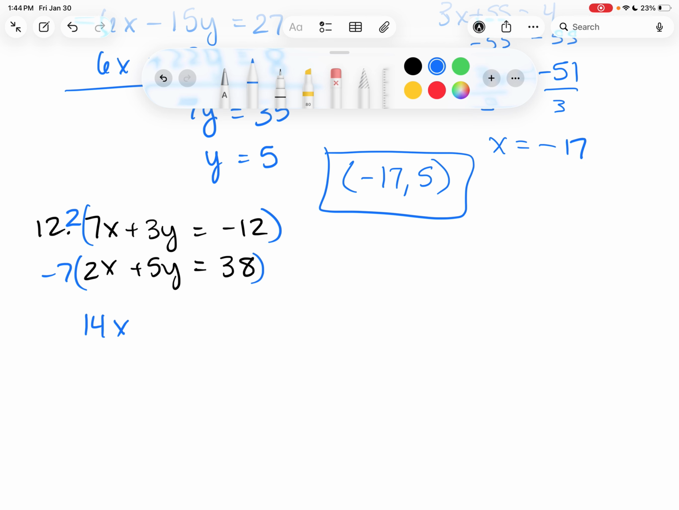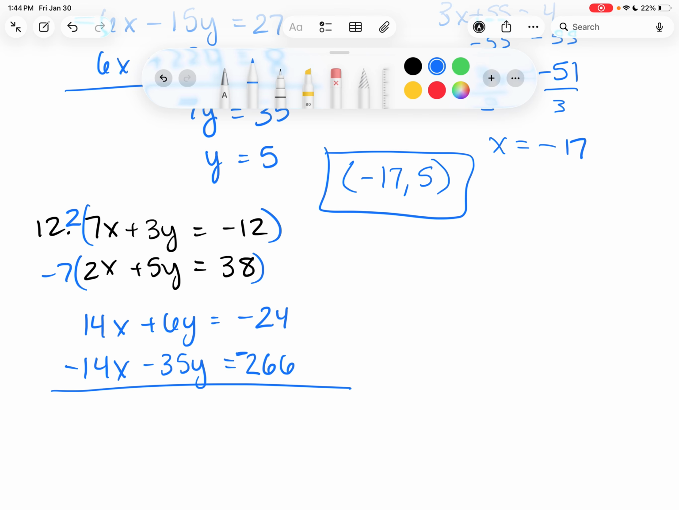We've got 14x plus 6y equals -24. And then we've got -14x minus 35y equals, oh goodness, that's a big number. 56, 5. 114. Wait, what? Am I going crazy? I think I might have done something. I think you did something. Oh, I've been doing Y. Don't listen to me. Okay, yeah, -266.